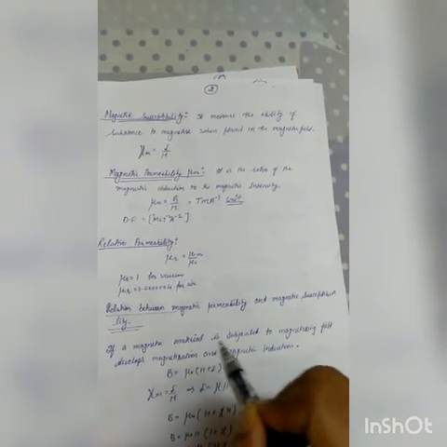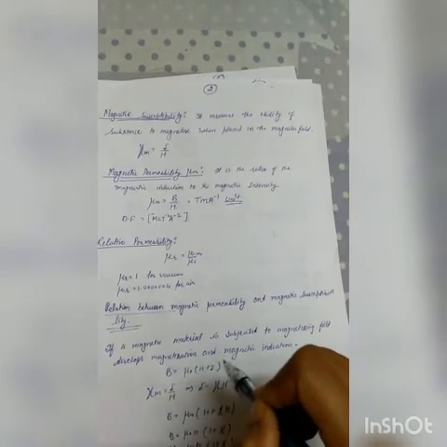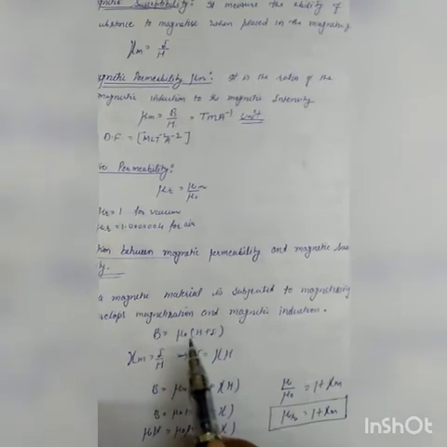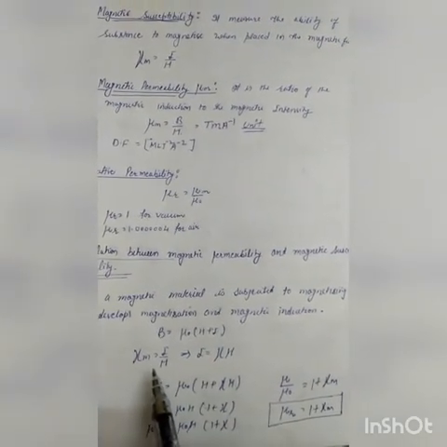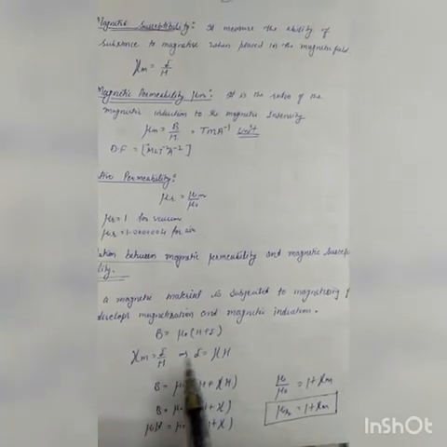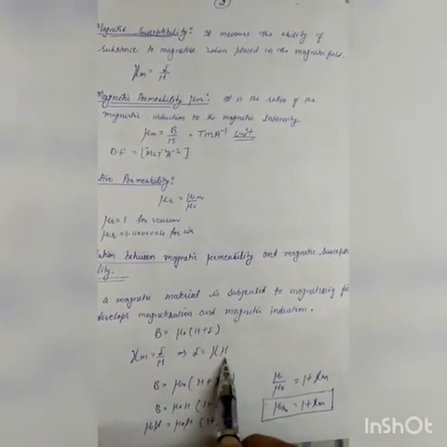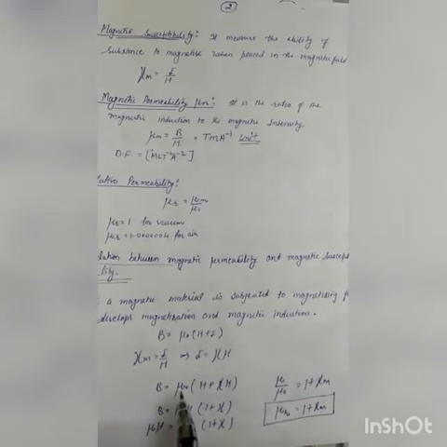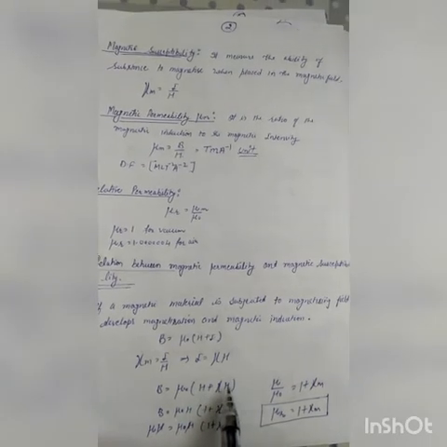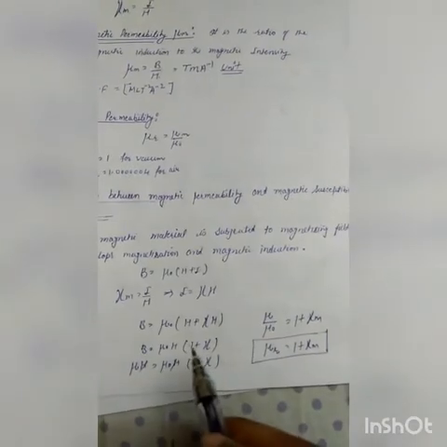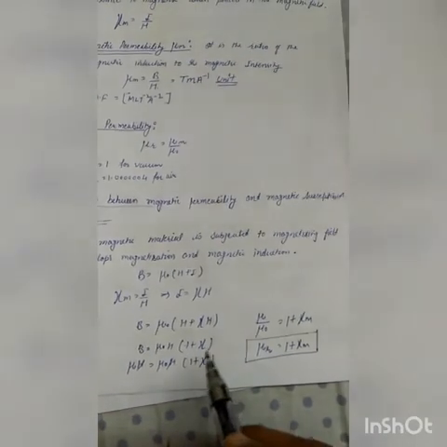Next we have the relation between the magnetic permeability and magnetic susceptibility. If the magnetic material is subjected to a magnetizing field, it develops magnetization and the magnetic induction B is equal to mu naught H plus mu naught I. As we know that susceptibility is I upon H, so I is equal to susceptibility into H. B is equal to mu naught H plus mu naught susceptibility into H. Take the H common, we get B is equal to mu naught H into 1 plus susceptibility.